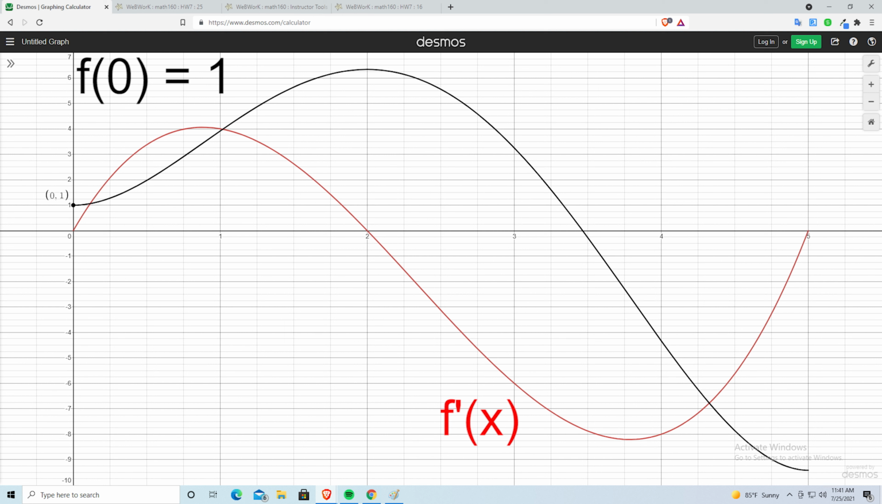I just want to stress again that your graph does not need to be this perfect. It just needs to have all of the same main characteristics of where it's increasing where it's supposed to be, it's decreasing where it's supposed to be, it has a horizontal tangent line where it should, and it roughly reflects the steepness as given by the derivative function. And finally, it should have that 1 point, that initial condition should always be there.